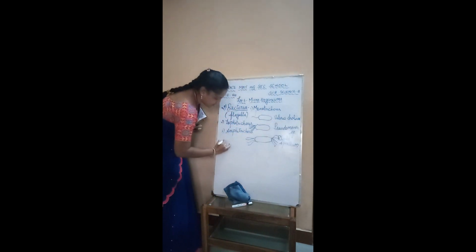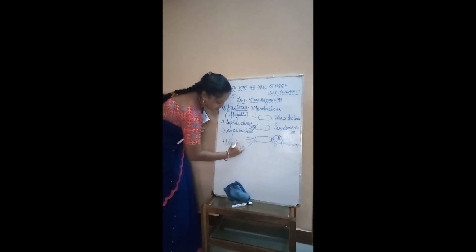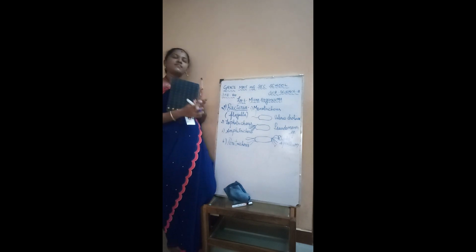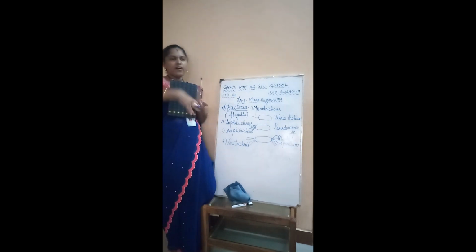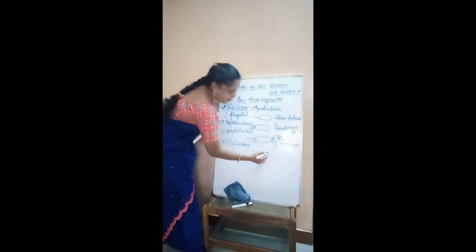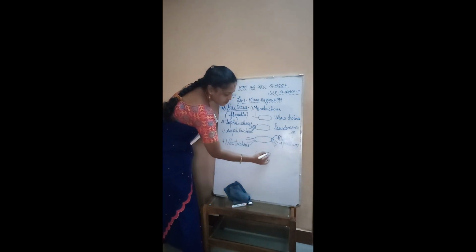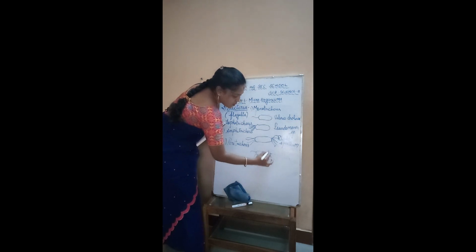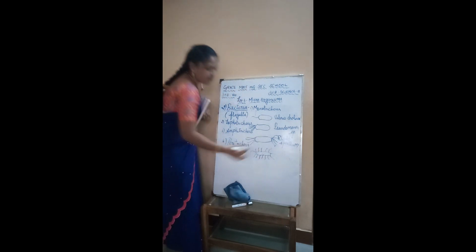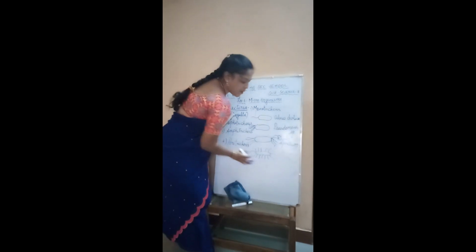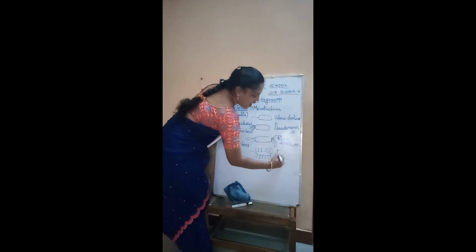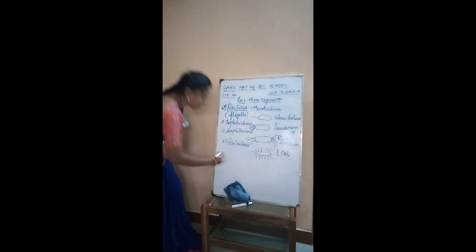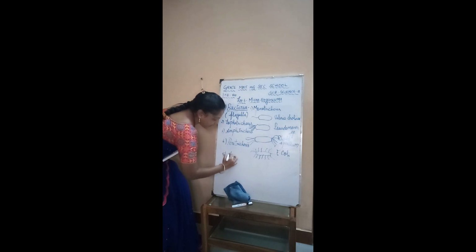Rhodospirillum. Next, what is it? Peritrichous. What is this peri? Peri is nothing but all over the body. Flagella present all over the body. So this particular bacterium possesses flagella all over the body. Right? So the example for this peritrichous is our E. coli, Escherichia coli.